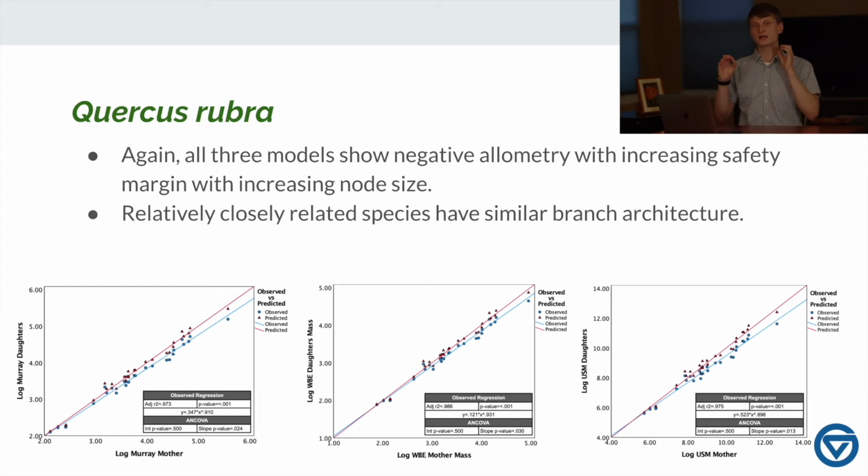And I really want to hammer home that the real kicker when it comes to Quercus rubra is that it's the same story as Fagus grandifolia because those two are closely related species. And here they have similar branch architecture, which is, I think, biologically what we would expect. And that, I think, lends some credence to this type of methodology and study, in that here we have two closely related species behaving similarly.